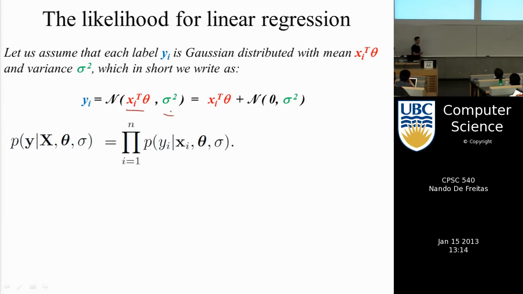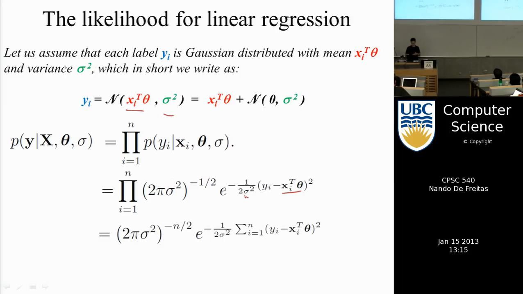The joint distribution of the vector, of the n components of the vector y, if we assume that those points are all independent, is just the product of the probabilities of each point. And each point we're assuming is Gaussian, with mean xi transpose theta and variance sigma squared. Now, if I take a product of a constant to a power n times, I just basically get the constant to the power n. And if I take the product of an exponential n times, I just get the exponential of the sum over n of the exponents, just using the properties of exponentials. You know, e to the a times e to the b equals e to the a plus b.